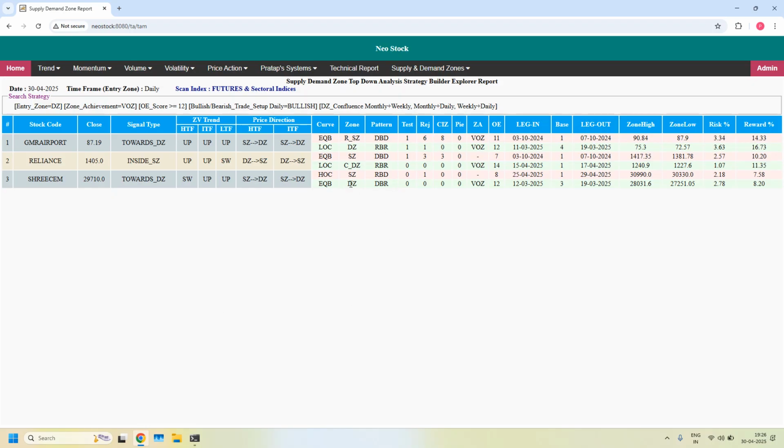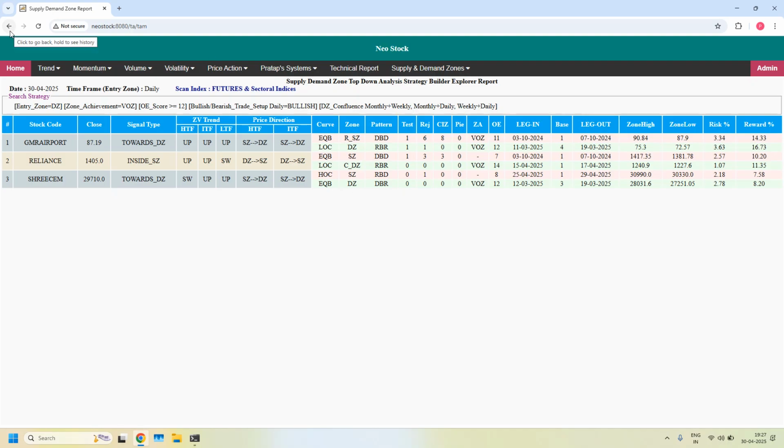In these 3 stocks, these daily demand zones are overlapped with weekly demand zones. Again, both together are overlapped with monthly demand zones. And a monthly trend is uptrend in 2 stocks. So ignore the third one. So in the first 2 stocks, if any of the monthly demand zone having monthly EMA confluence, then the overlapped daily demand zones might be having more high probability to get success.